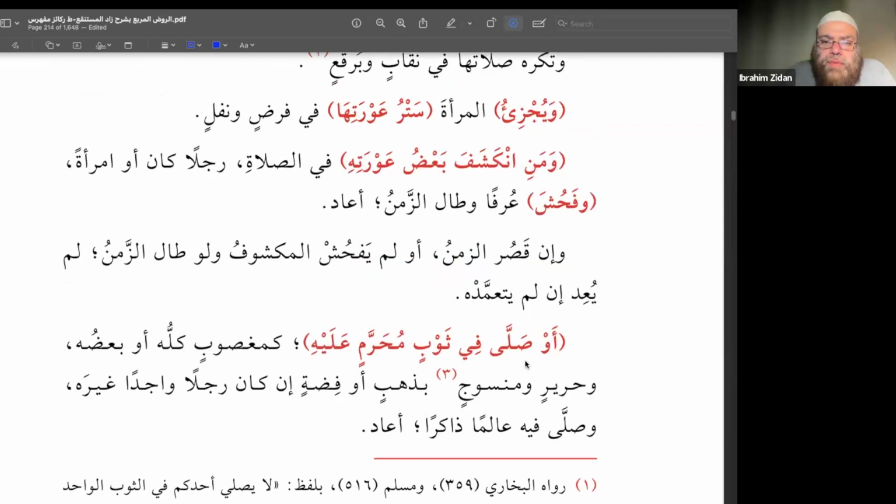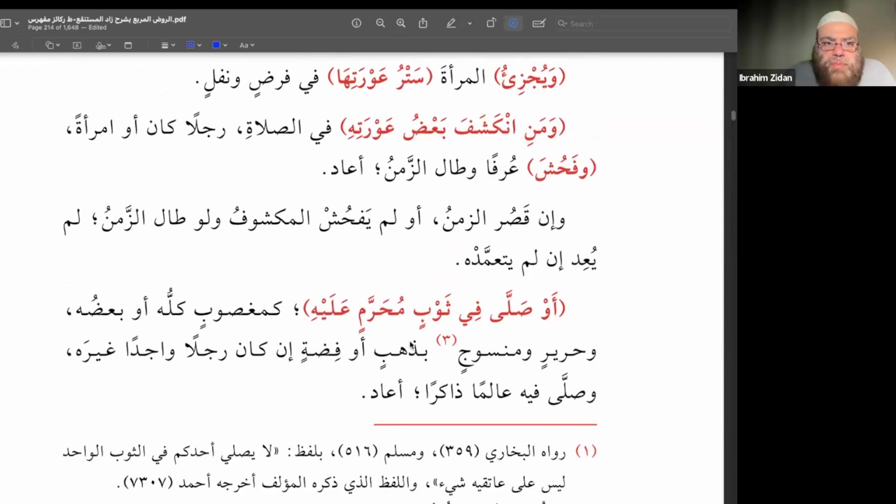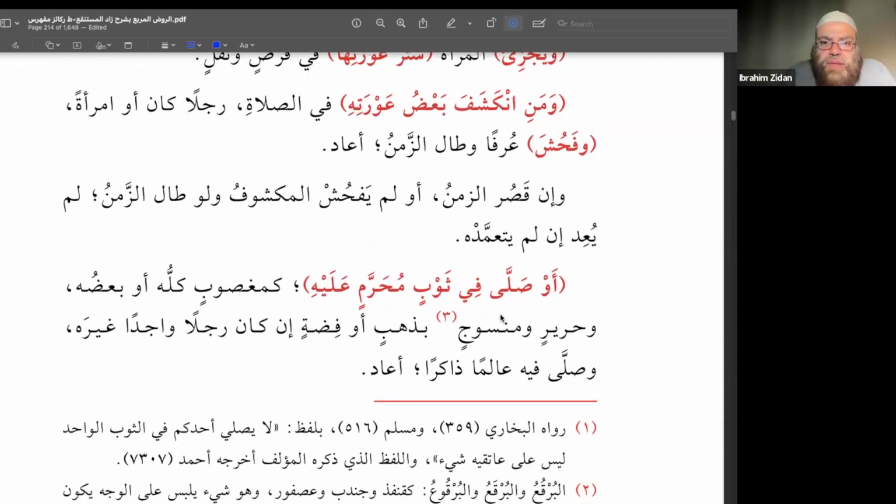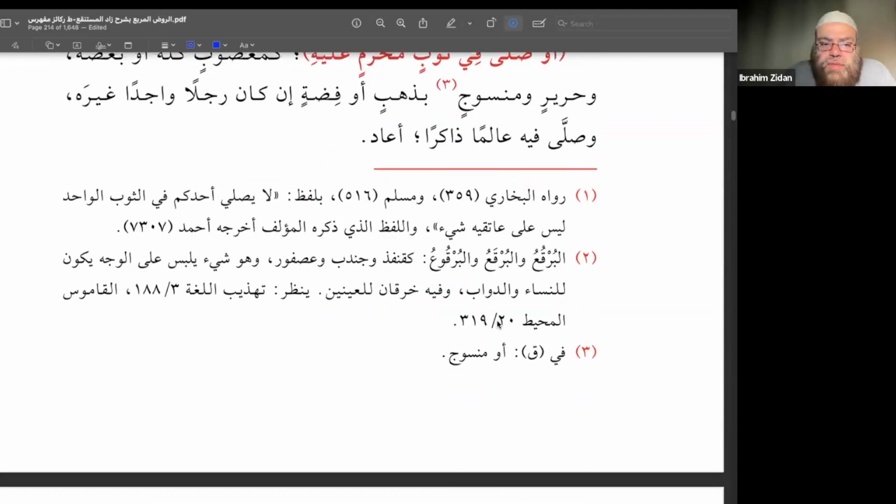I'll read this, inshallah, and tell me what's the ruling before I go to the next question, inshallah. Here in the bottom of page 214.